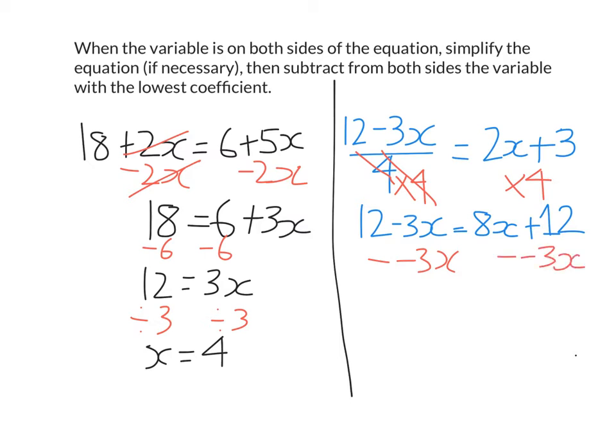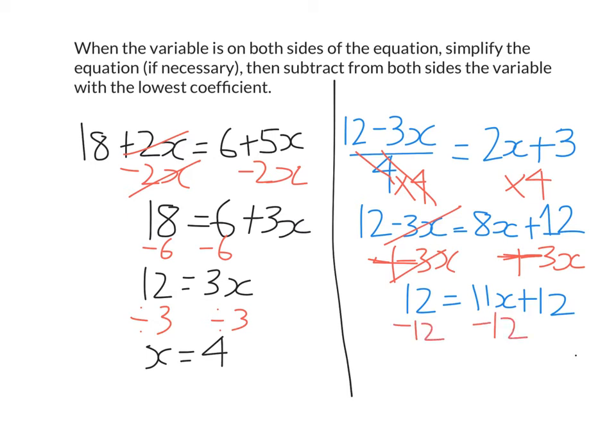Remember, negative negative makes a plus. So what I'm actually going to do is add 3x to both sides. Because if I add 3x to both sides, it'll get rid of it on the left-hand side. I'm just left with 12 equals 11x plus 12. Now that's what I wanted. I want to get a situation where I have x on only one side of the equation. So now I can just subtract 12 from both sides and solve this like we've done a million others.